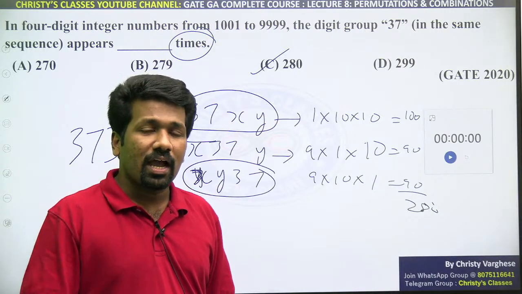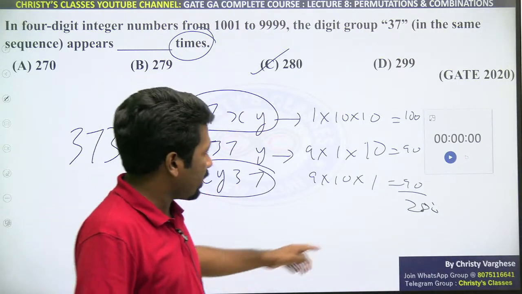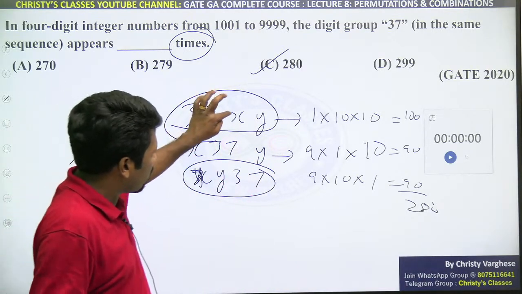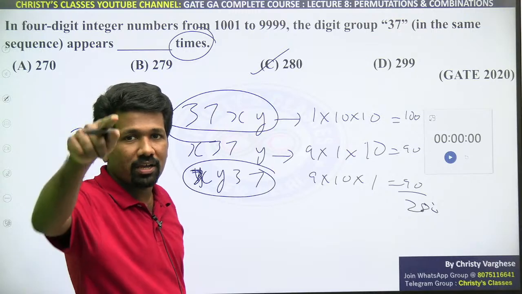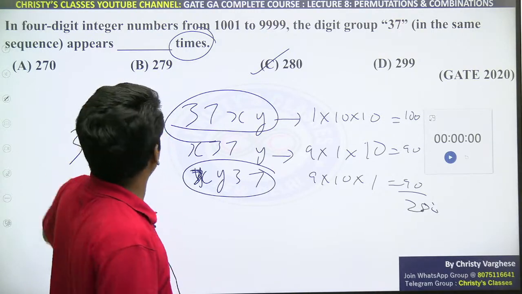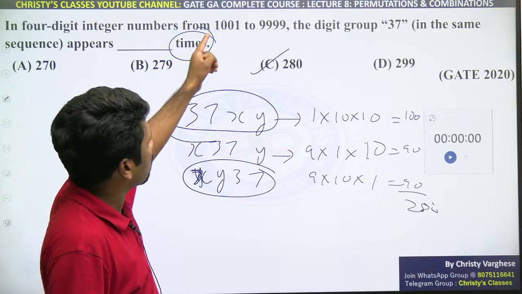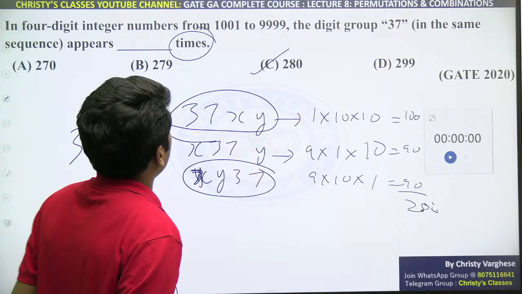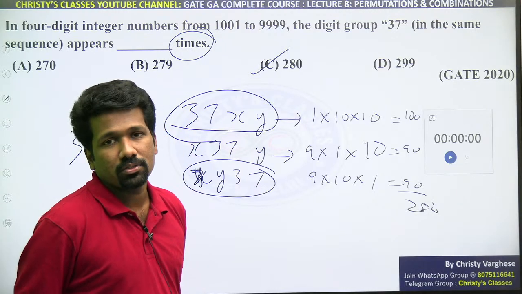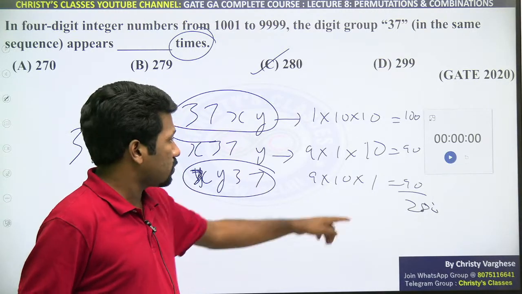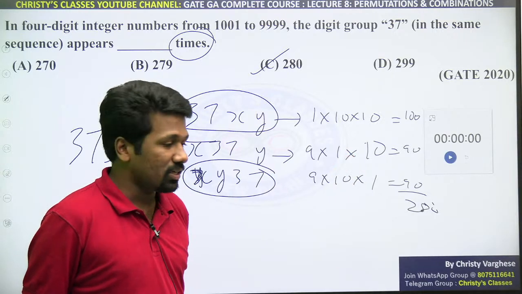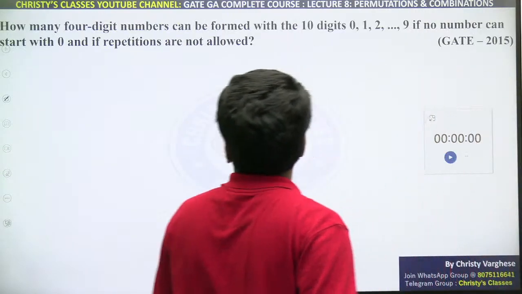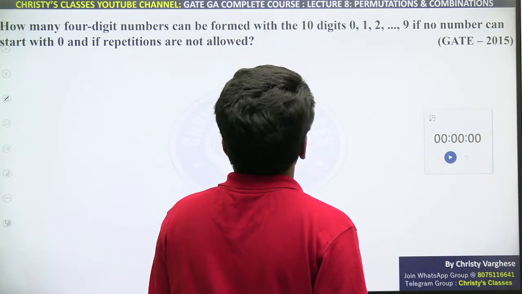If the question is asking how many numbers have 37 in it, then the answer is not 280. It is 1 less than that, because 37 is counted 2 times. You cannot count it 2 times in that question. Which question? If the question is asking, in 4-digit integer numbers from 1001 to 9999, the digit group 37 is appearing in how many numbers? Sorry, if the question asks how many numbers, then the answer should be 279. That is what I told. Okay, if that is clear, let's go to the next question.